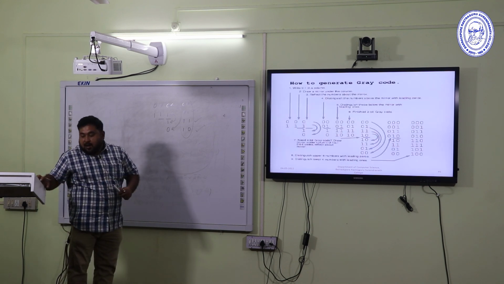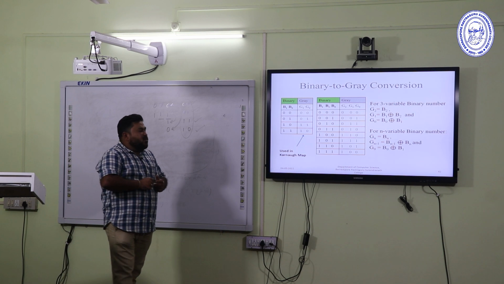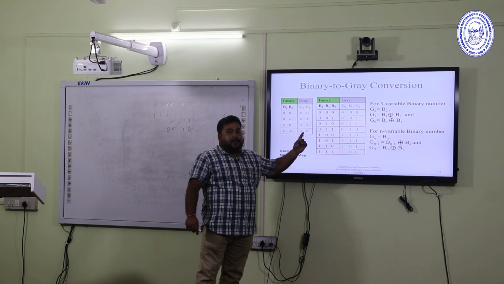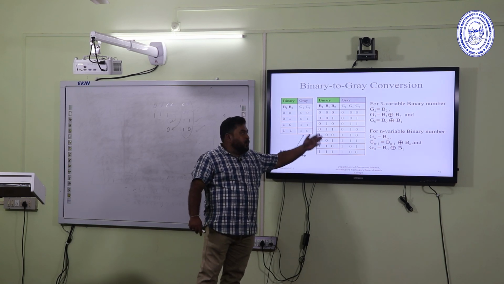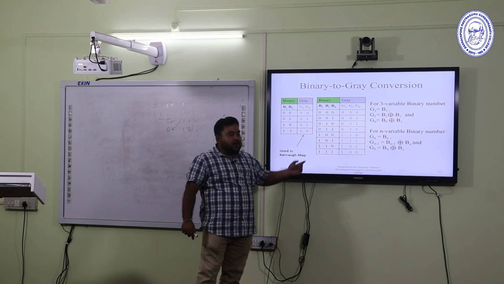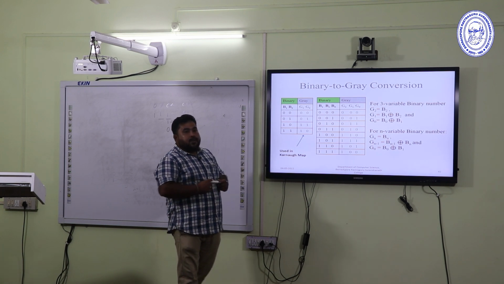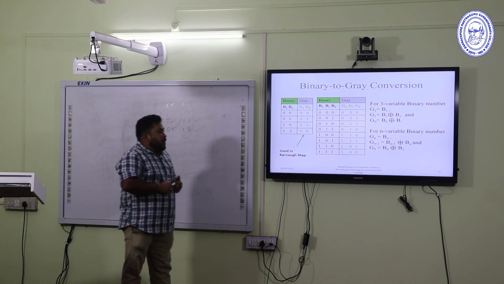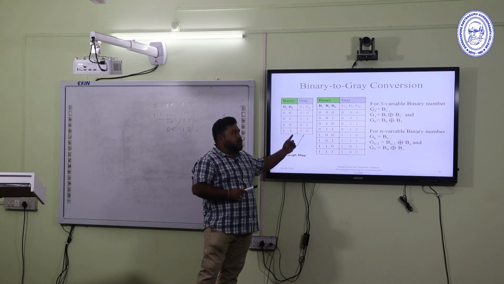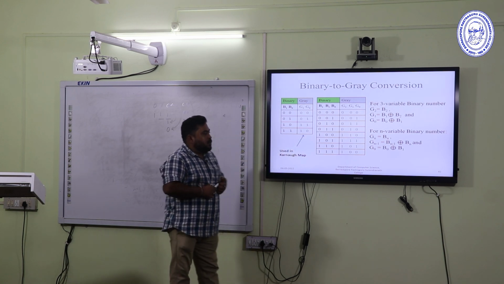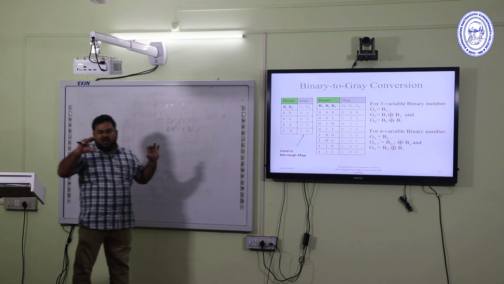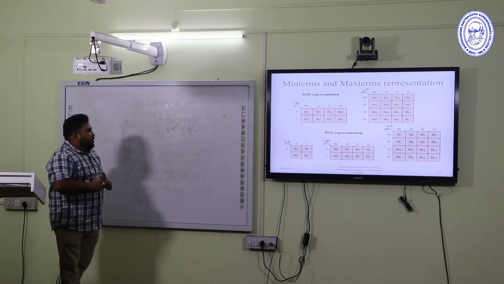This is the formula of gray code generation. For an n variable binary number, the gray code is obtained in this way: gn is equal to bn, gn minus 1 is equal to bn minus 1 XOR bn, and g0 is equal to b0 XOR b1. With the help of this approach, we can generate the gray codes. This is the two variable gray code generator. This is the three variable gray code generator, and these gray codes are used to design a Karnaugh map.